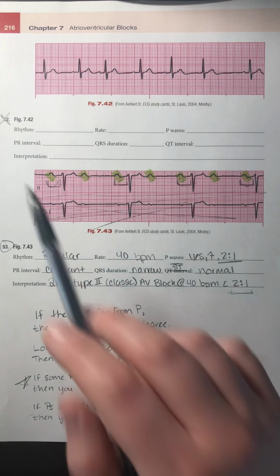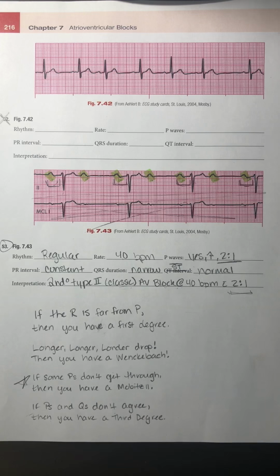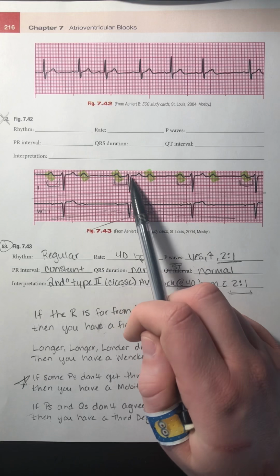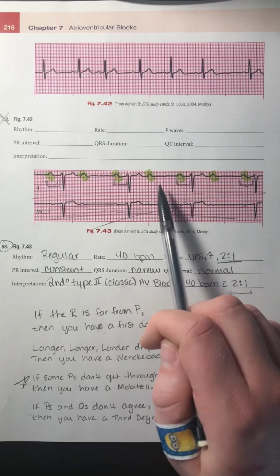Even though my PPs march out and my RRs march out, it cannot be a third degree heart block because there is still some communication between the atria and the ventricle, because I do have that signal getting through every once in a while and creating that very consistent PR interval.